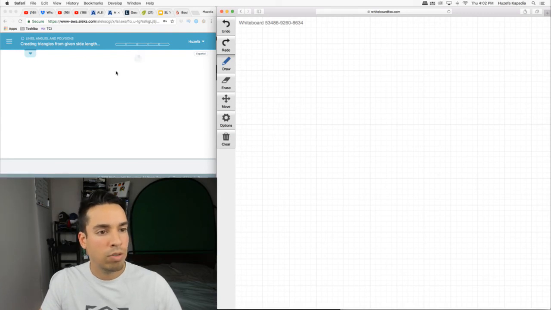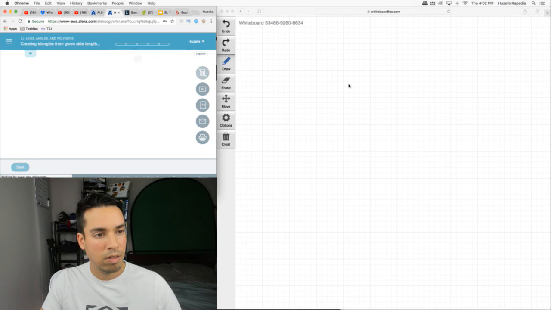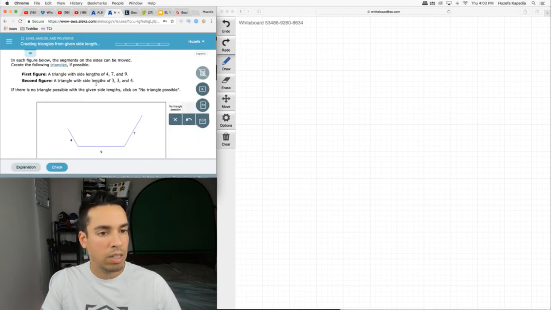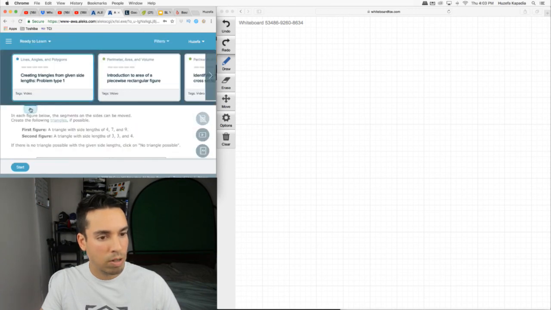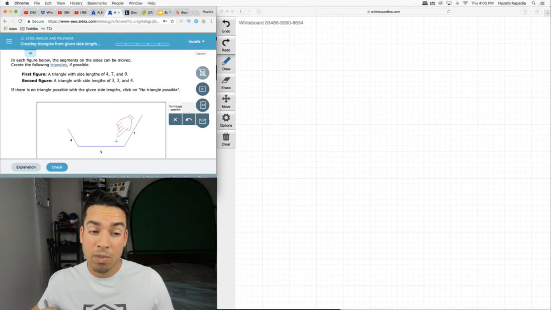Next one, creating triangles from given side lengths. In each figure below, the segments on the sides can be moved. Create the following triangles if possible. All right, the first given side lengths: a triangle with side lengths of 4, 7, and 9.